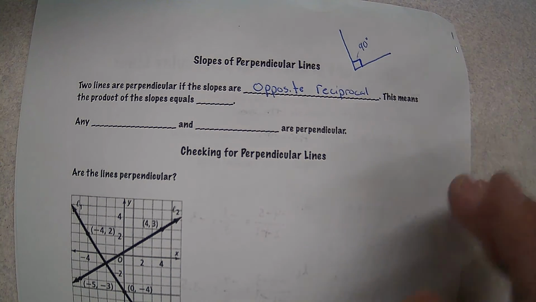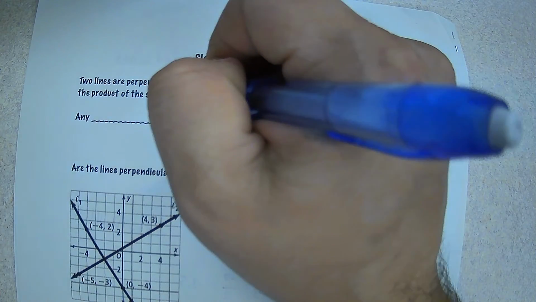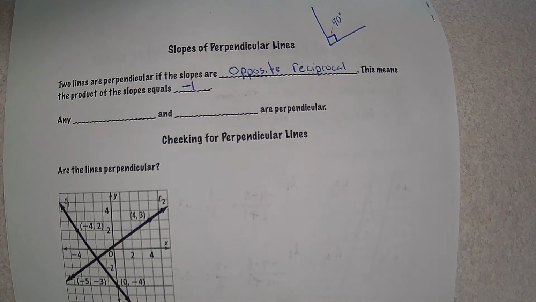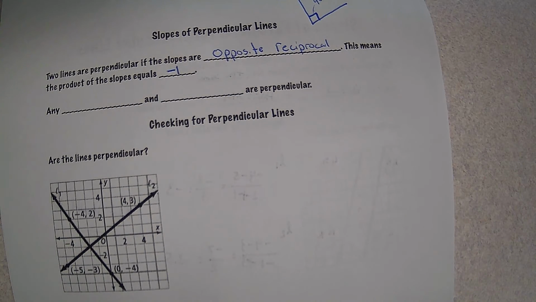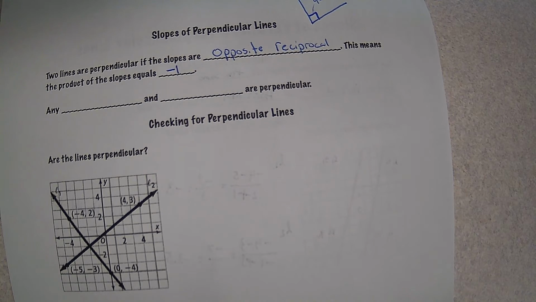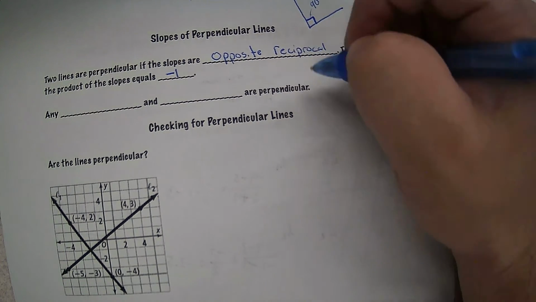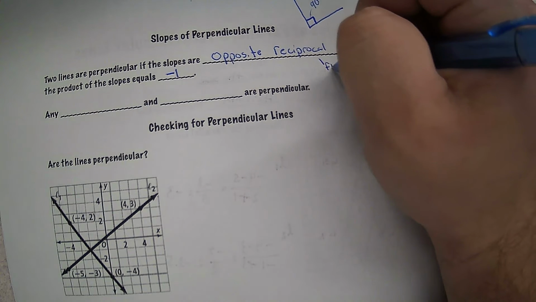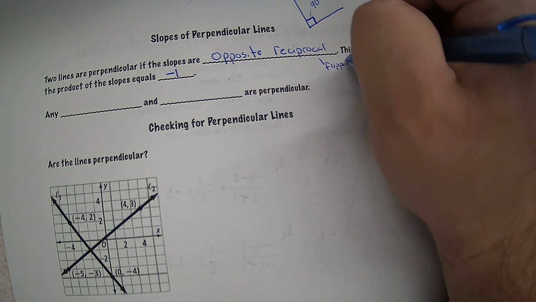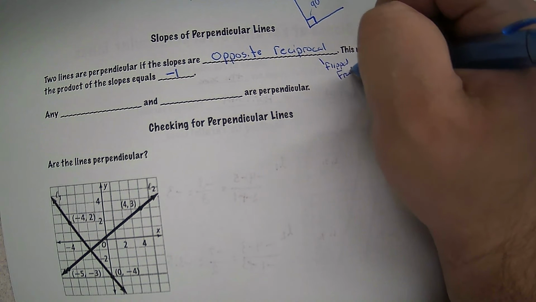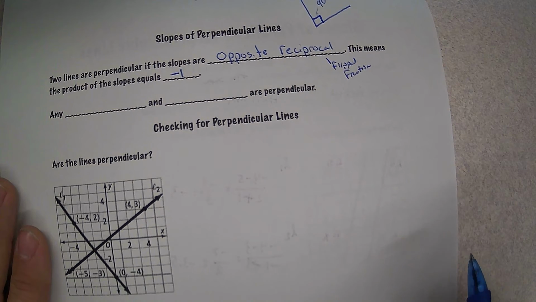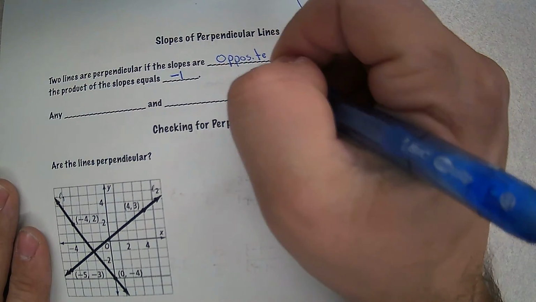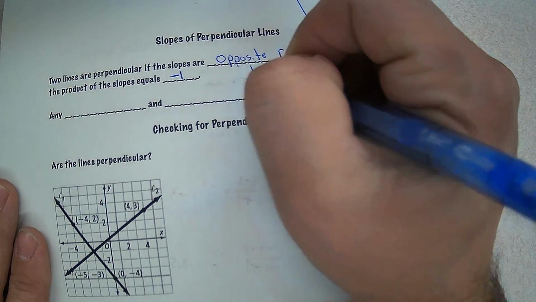This means the product of those slopes is going to equal -1. The opposite means that one's positive and one's negative, and the reciprocal means that they are the flipped fraction. And then again, one is positive and one's negative.